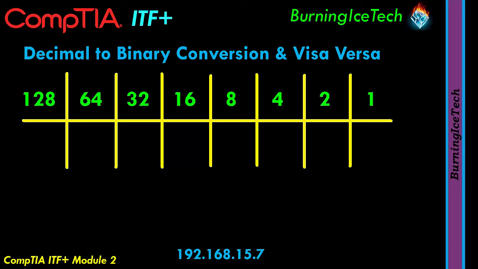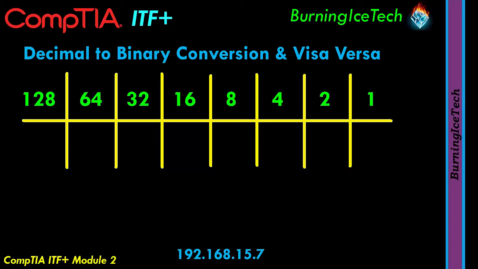If you look at the table at the top and count the numbers, you'll notice there are eight of them, starting from the left at 128, going all the way to the right. Why? Because each of those octets has eight bits. We're going to use this table to figure out what those eight bits are in each of these octets, which is why I'm saying you can only do one octet at a time. We're going to work them out one by one.